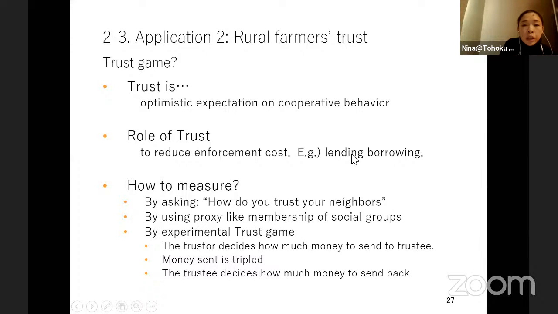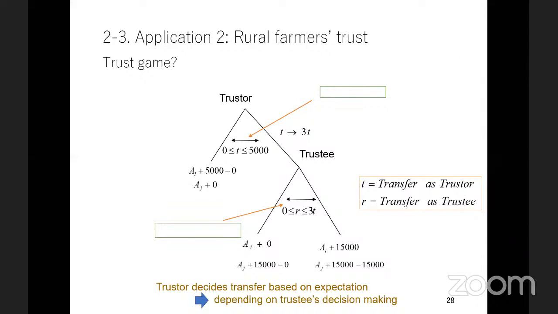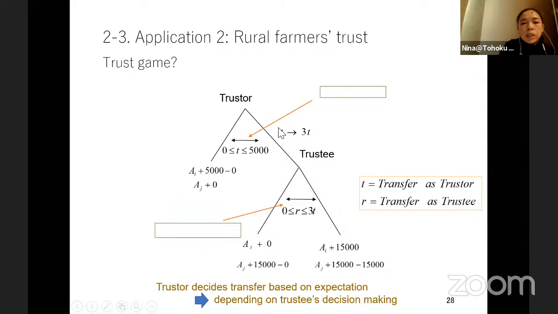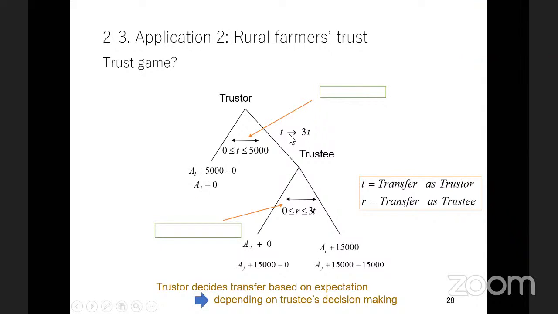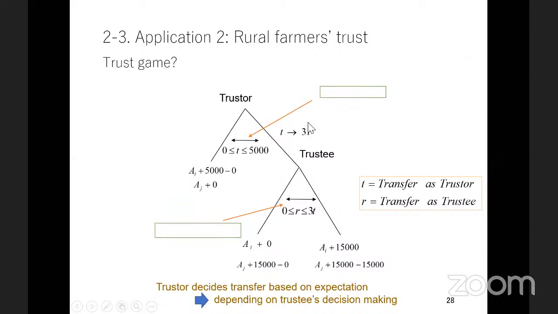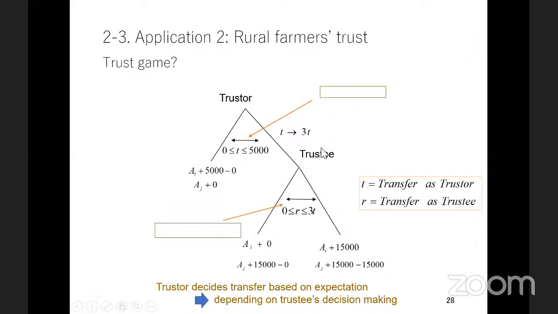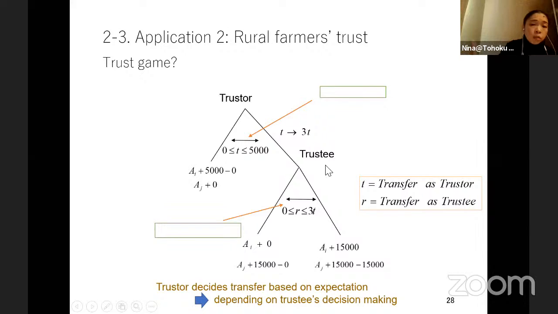So now I explain the trust game. In the trust game, there are two players, the truster and the trustee. But in addition to the first play, there is a second play by the trustee. First, the truster has to choose how much money to invest, how much money to give to the trustee, for example 1,000 or 2,000 or 3,000. Then the money is tripled by the experimenter, the organizer. So if they give 1,000, then the trustee will receive 3,000. It resembles the situation of an investment business.